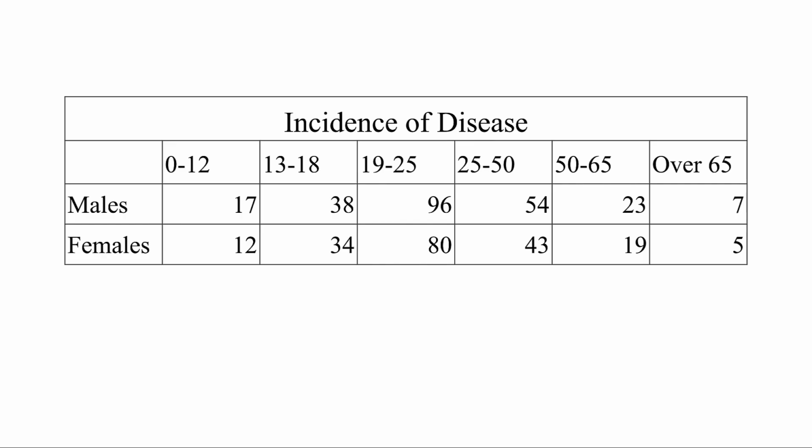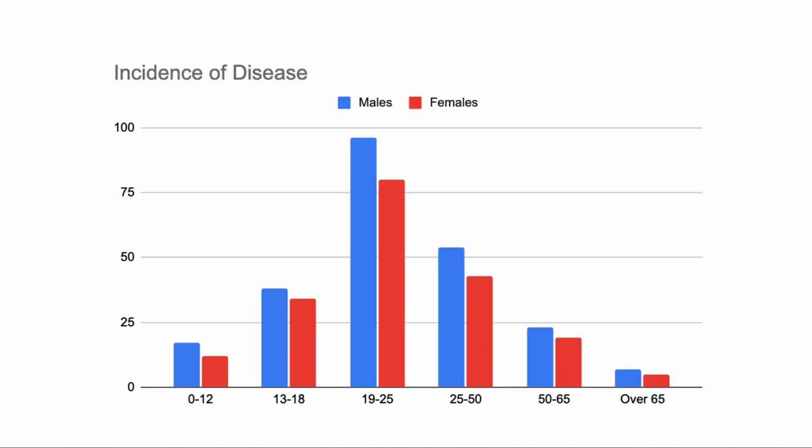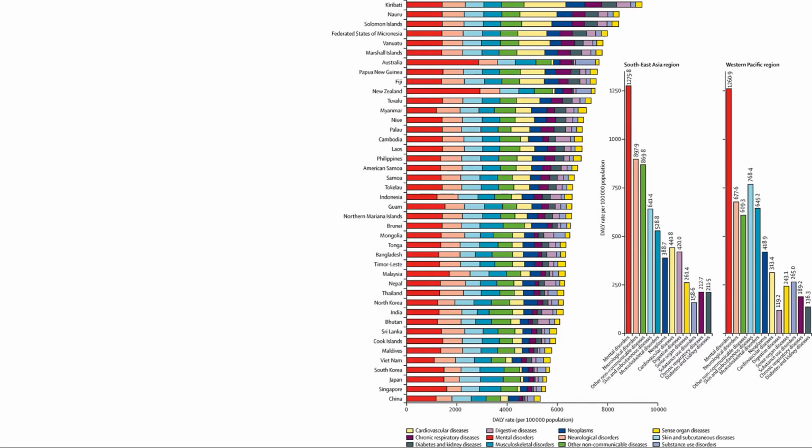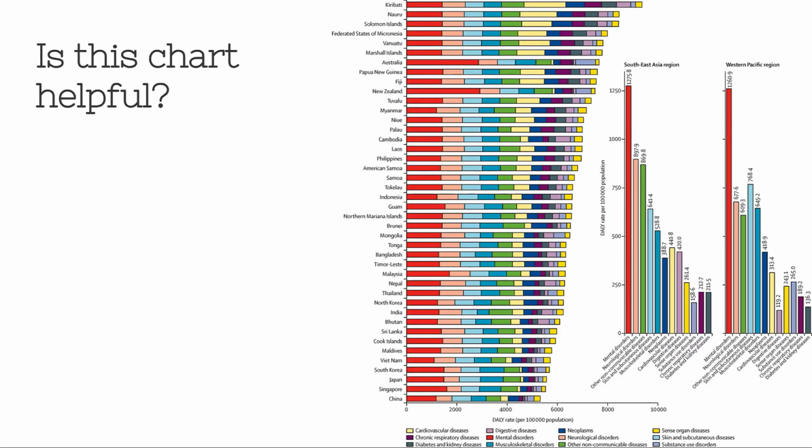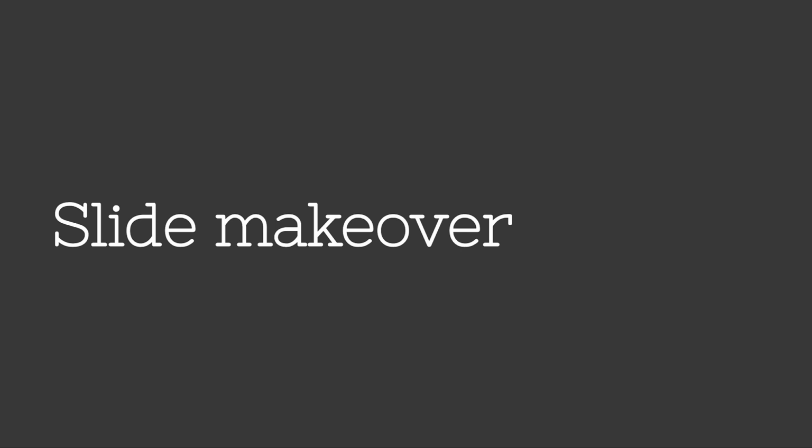Another slide makeover. Here's a table with lots of data in it. It's interesting, but it doesn't communicate my message well. Let's try this instead, a bar chart. Now I've got the same data, but it's much clearer. How about this? Is this chart helpful? I would say no. It's difficult to read for anyone in the audience. It's got too much information. It's very busy.